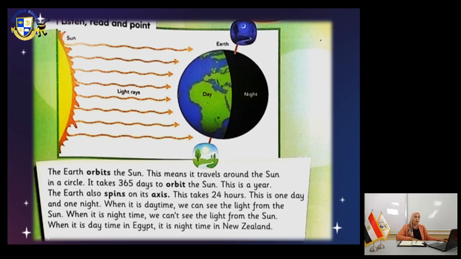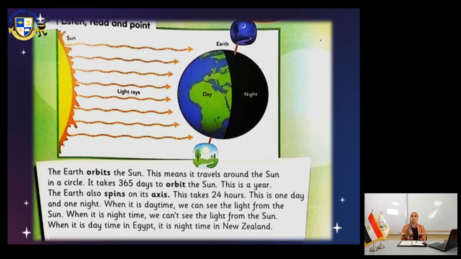It takes how many days? 365 days to orbit the sun. To complete a full circle, it takes the Earth 365 days to complete one circle, one turn. This is a year, so 1 year equals 365 days. The Earth also spins on its axis.